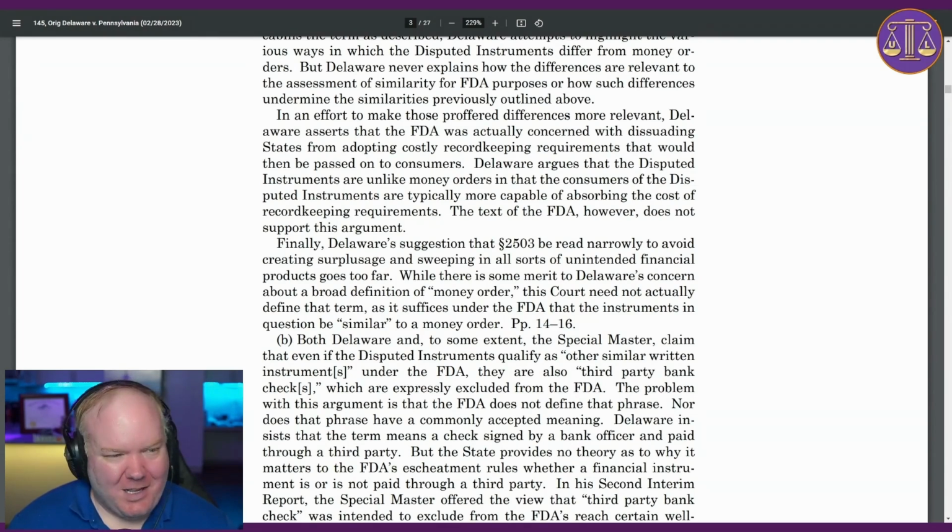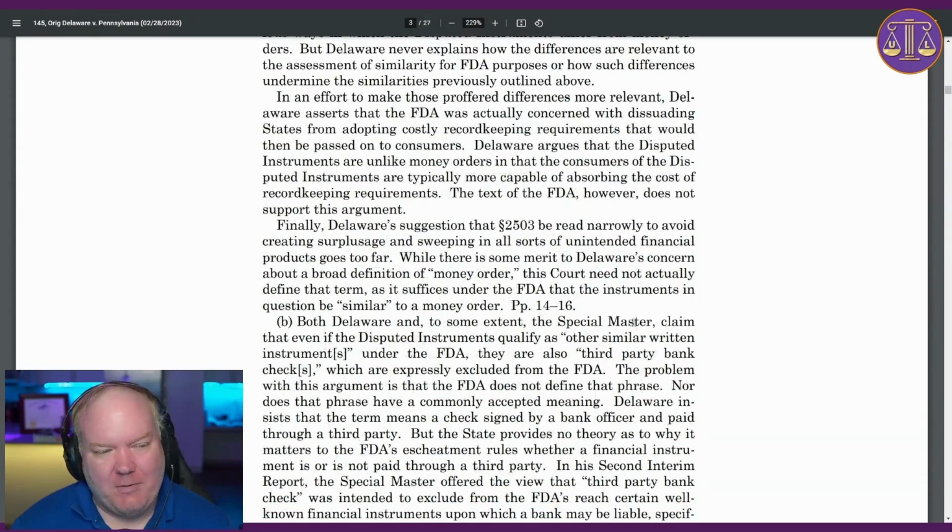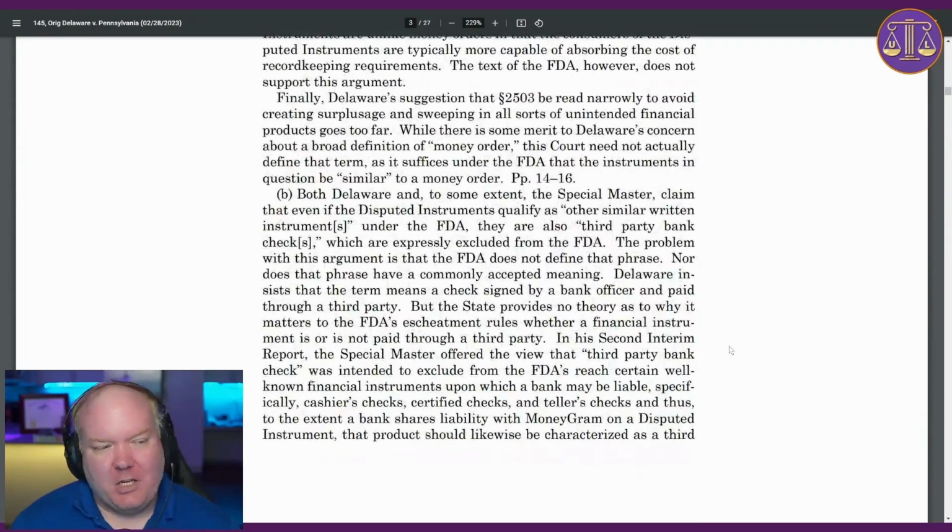The text, however, does not support this argument. This was really concerned with the record-keeping requirements. What it says is nothing like that. Finally, Delaware's suggestion that the law be read narrowly to avoid creating surplus and sweeping in all sorts of unintended financial instruments goes too far.